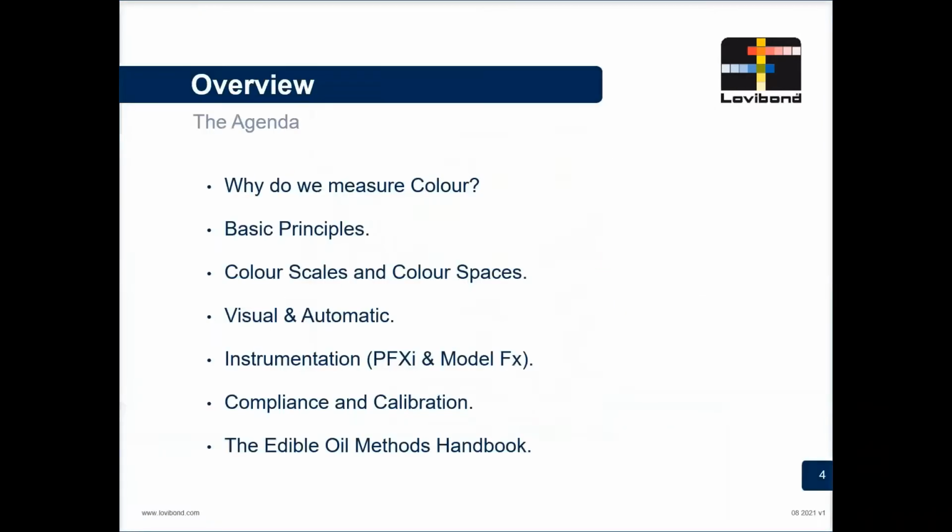So today, I'm going to talk about why we would measure colour, go through some of the basic principles of the measurement instrumentation, look at some of the colour scales and colour species, and then concentrate on contrasting between visual and automatic measuring instrumentation, some of the advantages, some of the disadvantages, and then looking at some of the compliance and calibration of the equipment, and then finishing with a short bit about the edible oil methods handbook that we have.